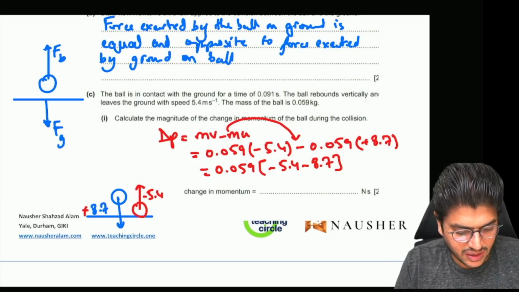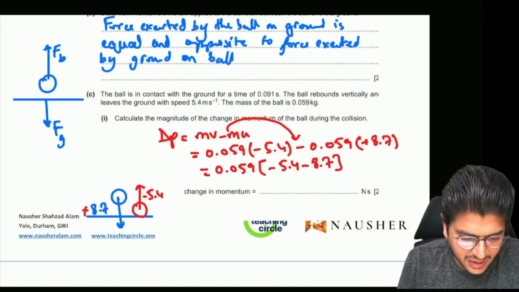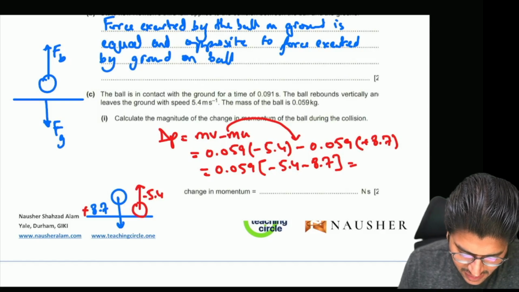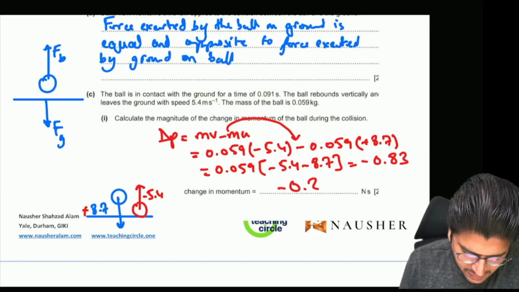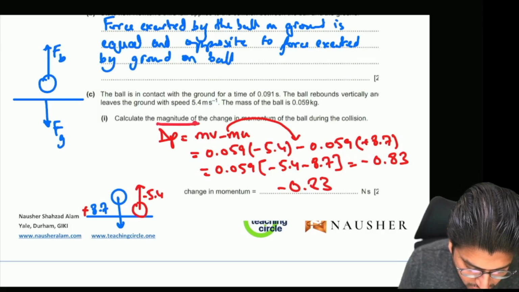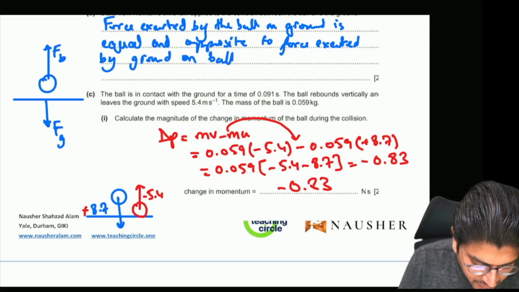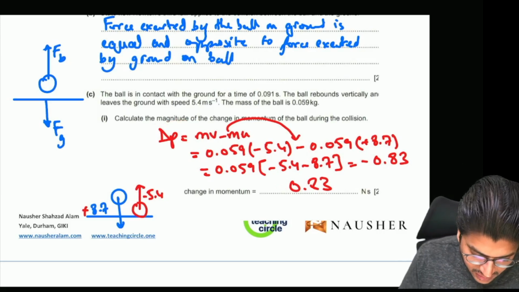So let's do it in the calculator. That's 8.7 and 5.4 times 0.059. The answer that I'm getting is minus 0.83. So you can write that as minus 0.83. And because they're only asking, look at the question, they're only asking for the magnitude of the change, you can absolutely ignore, you should ignore the negative sign.